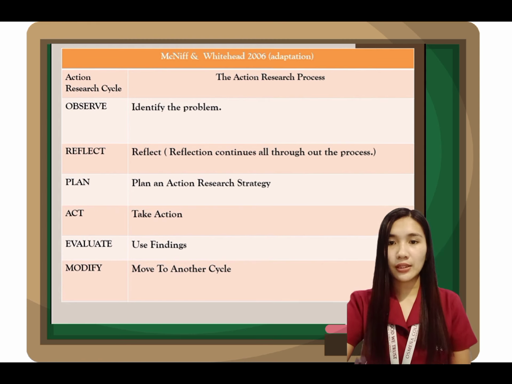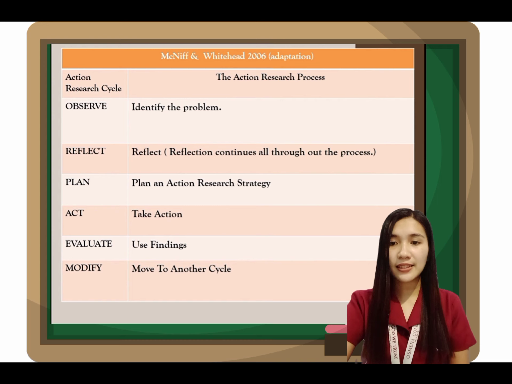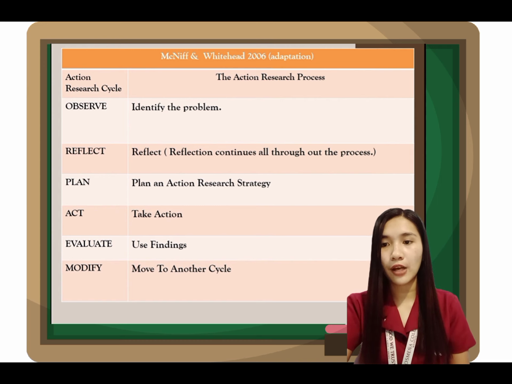Next is evaluate. So evaluate uses findings. It answers the following questions, such as, where do I apply results to improve practice, and are my findings worth sharing? Lastly is modify. So modify is about moving to another cycle. It answers questions such as, is there a need to modify the intervention to get new results? And should I move to another cycle of action research?